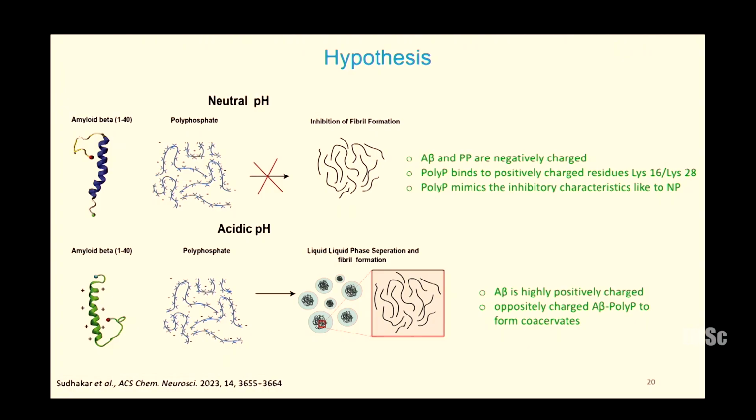All right. Okay. So basically, I think the key message I want to show here is this effect of pH and polyphosphate in the aggregation behavior of amyloid.